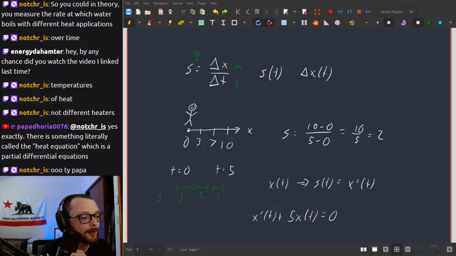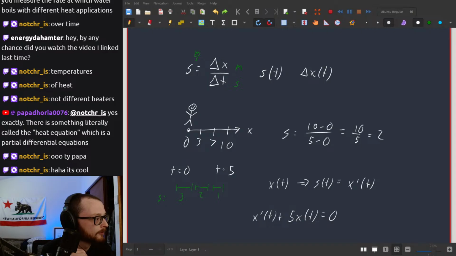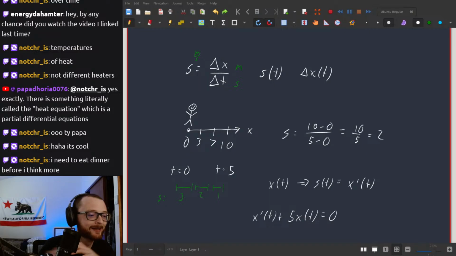Yeah, I'm trying to think of the simpler analog of the heat equation, which is what Papadori is talking about. There is absolutely an equation that tracks the spread of heat, though. And I'm trying to figure out the simple way of explaining that. It's not coming to me right now, though. It might be like a Newton's law of cooling thing, or Newton's law of heating too. Oh, okay, yeah. No worries. Enjoy your food.